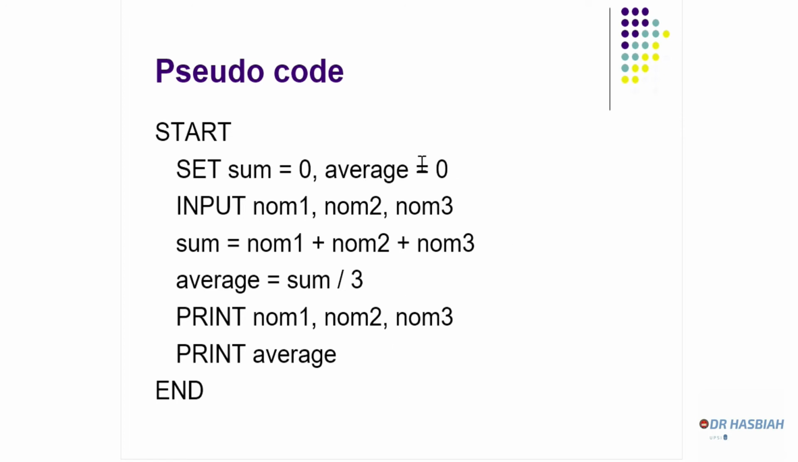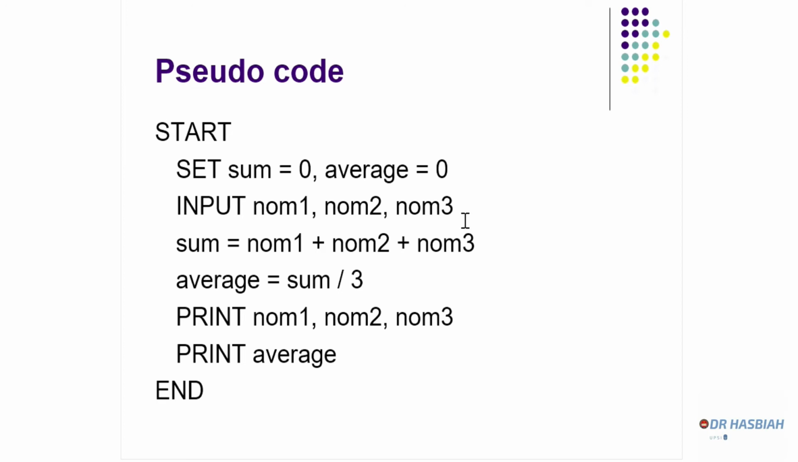What you have to do first is start. We have the start, and then we have the end at the end here. After start, we set sum equal to 0, meaning the total of the numbers is 0 first, and average also equal to 0. Then we input num1, num2, num3, which depend on the user.